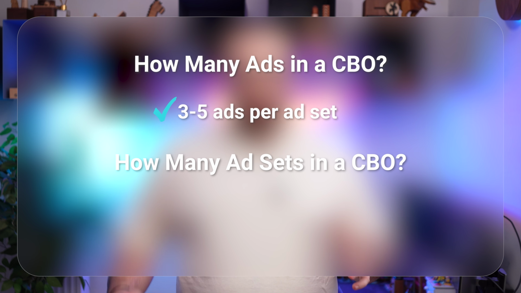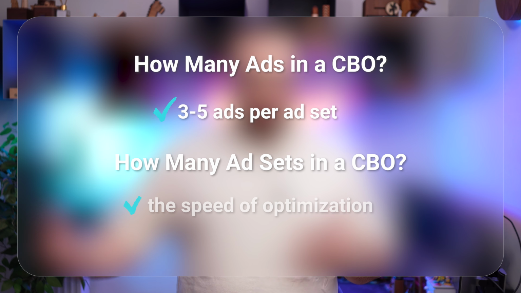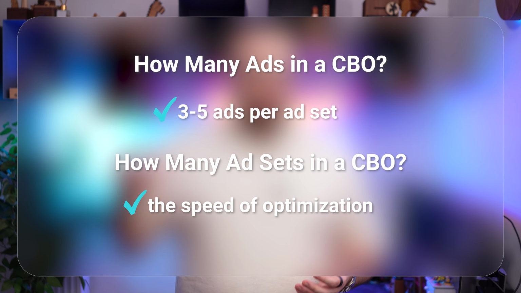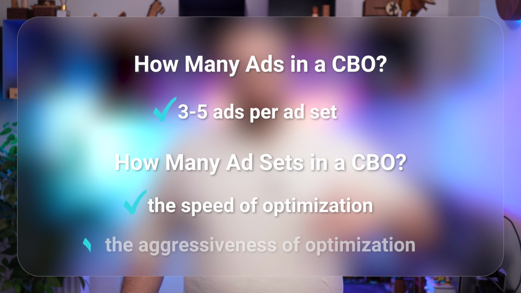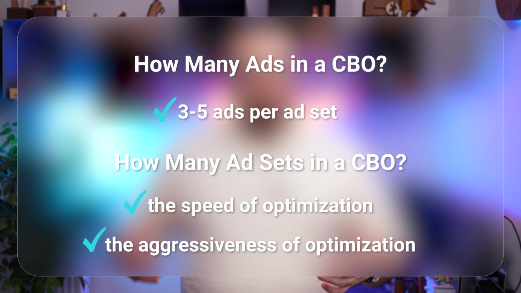The second way is to have 3 to 5 ads per ad set, which is also ideal. And then the number of ad sets is something that you're going to decide based on how fast you're optimizing, if it's taking more time, or if it's super aggressive and you're not having enough time to take decisions. So based on the optimization that you're going to do and all the videos that I'm posting about CBO optimization, you're going to be able eventually to understand the number.